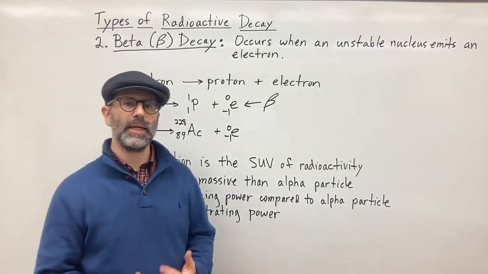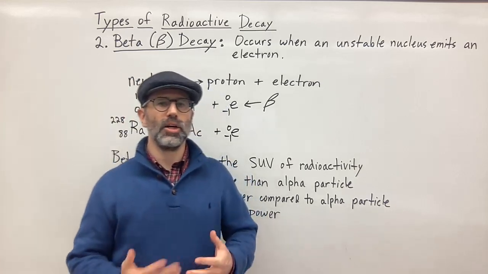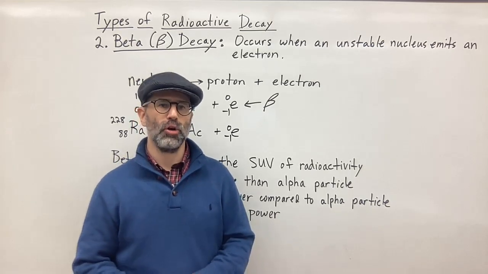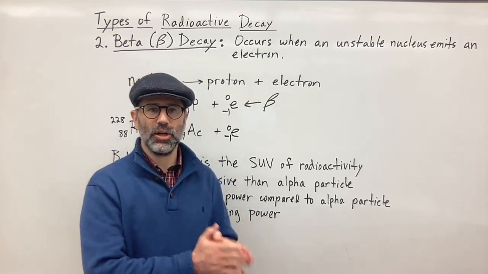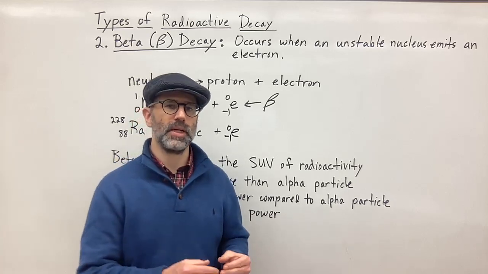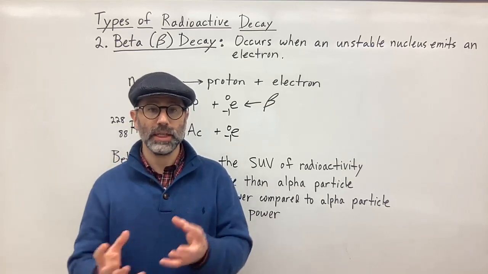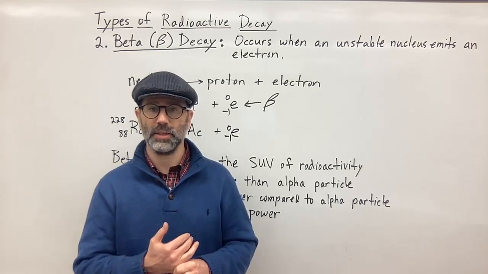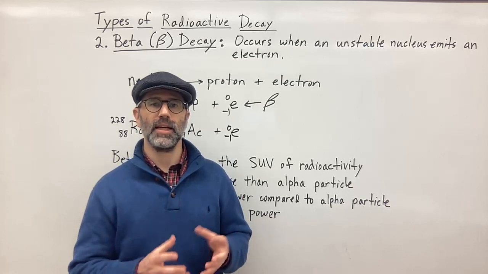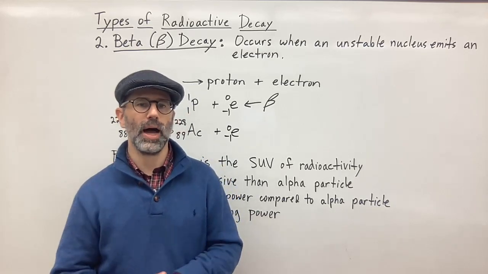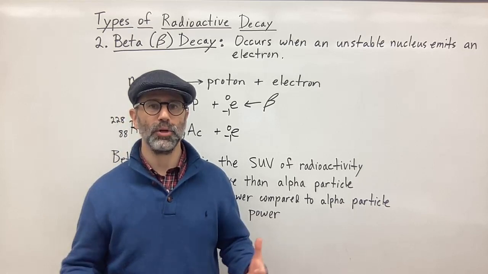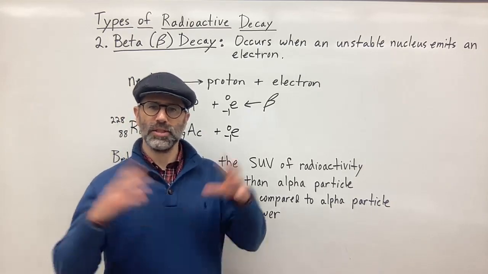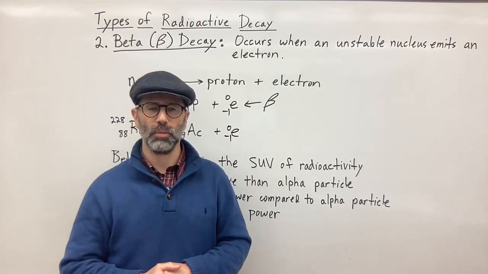Okay, so beta decay occurs when an unstable nucleus emits an electron. So we saw in alpha decay that it occurs when an unstable nucleus emits a helium nucleus with two protons and two neutrons. In beta decay, the unstable nucleus emits an electron. Well, how can an electron come from a nucleus is probably what you're wondering. Aren't the electrons outside the nucleus, moving around in orbitals?